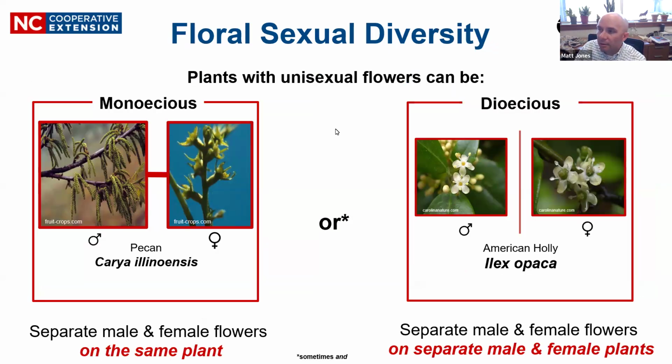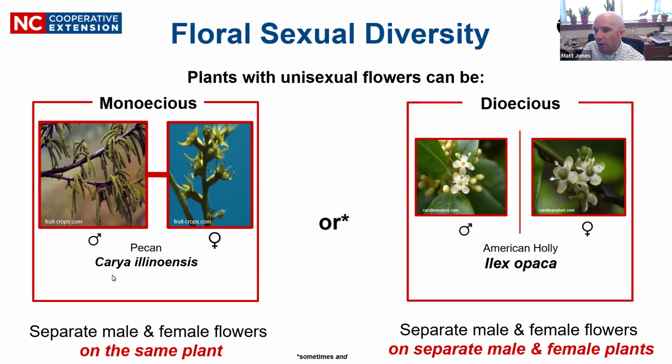Then plants with unisexual flowers can be monoecious or dioecious, meaning that they can be a single individual that has separate male and female flowers on the same plant, monoecious, meaning one house, or they can have entire individuals that only have male flowers or only have female flowers. Those are called dioecious plants, meaning two houses.